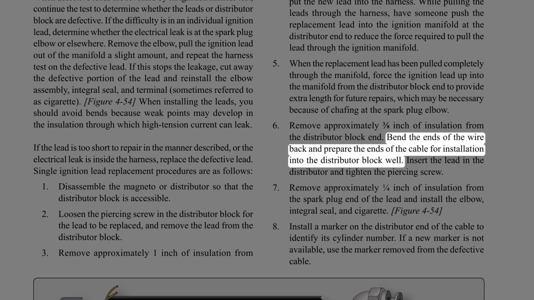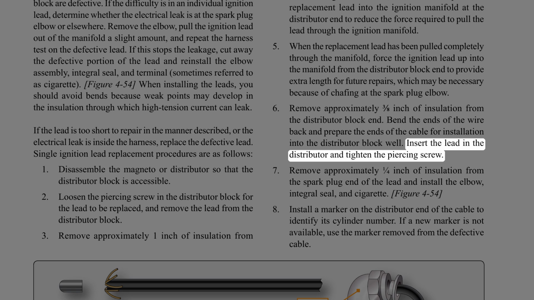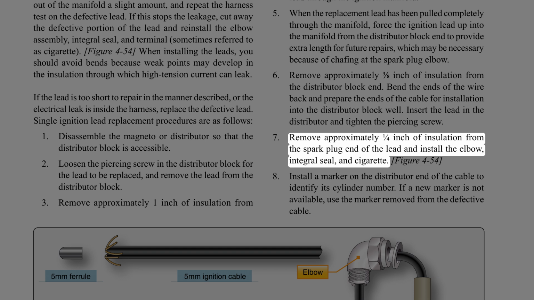Bend the ends of the wire back and prepare the ends of the cable for installation into the distributor block well. Insert the lead in the distributor and tighten the piercing screw. Remove approximately 1/4 inch of insulation from the spark plug end of the lead and install the elbow, integral seal, and cigarette.